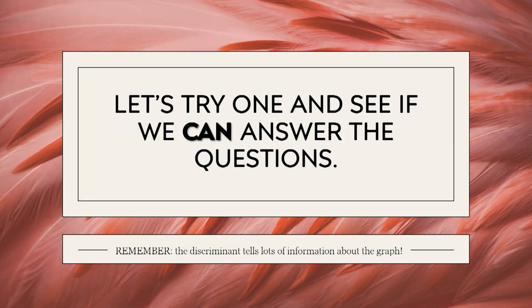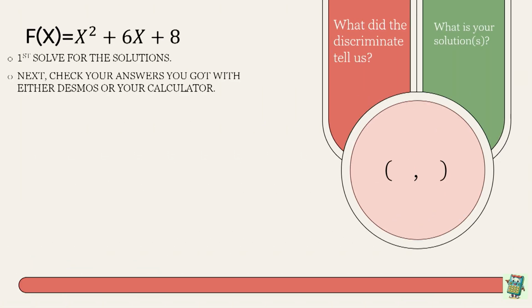All right, so let's click on. It says, let's try one and see if we can answer these questions, all right? Remember, the discriminant tells a lot of information about these graphs. So it says, f of x equals x squared plus 6x plus 8. First, solve for the solution. Next, check the answer you got with either Desmos or your calculator. It wants us to find out what the discriminant tells us and what your solution or solutions are.